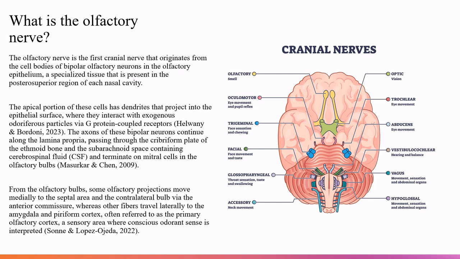of the ethmoid bone and the subarachnoid space containing cerebrospinal fluid, CSF, and terminate on mitral cells in the olfactory bulbs. From the olfactory bulbs, some olfactory projections move medially to the septal area and the contralateral bulb via the anterior commissure, whereas other fibers travel laterally to the amygdala and piriform cortex, often referred to as the primary olfactory cortex, a sensory area where conscious odorant sense is interpreted.